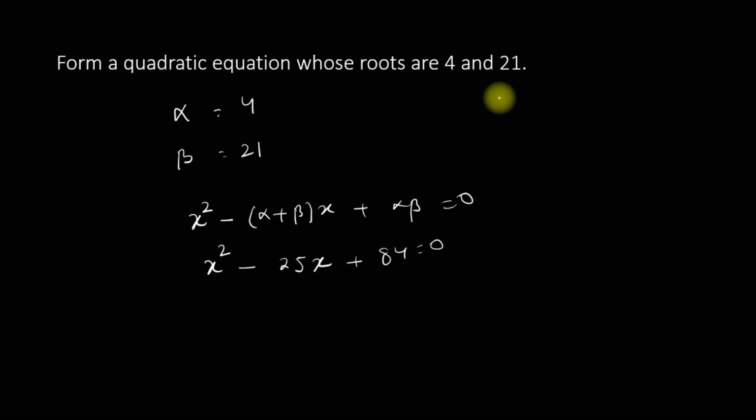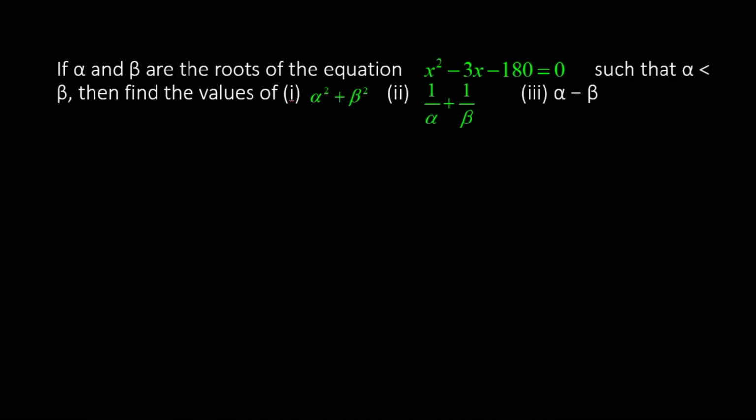If you factorize this by the middle term, you will find this equation can be factorized as x minus 4 and x minus 21 equal to 0. Try this by yourself. This is for your homework.